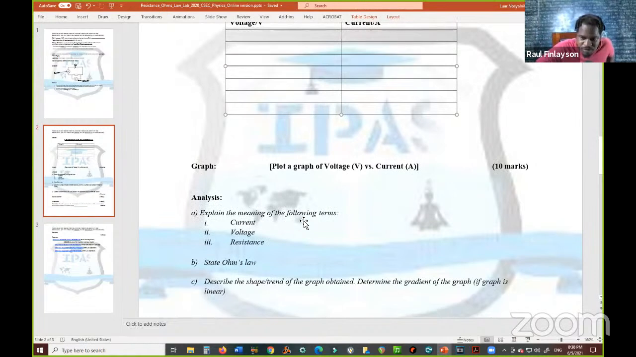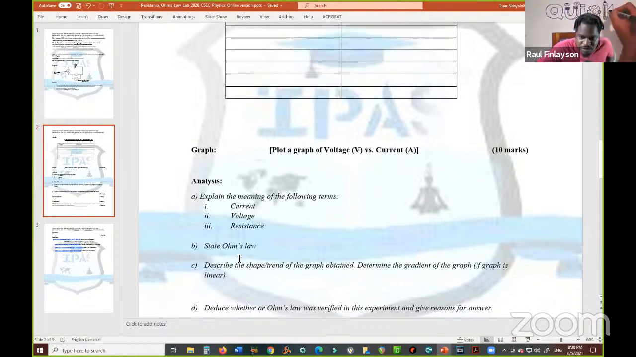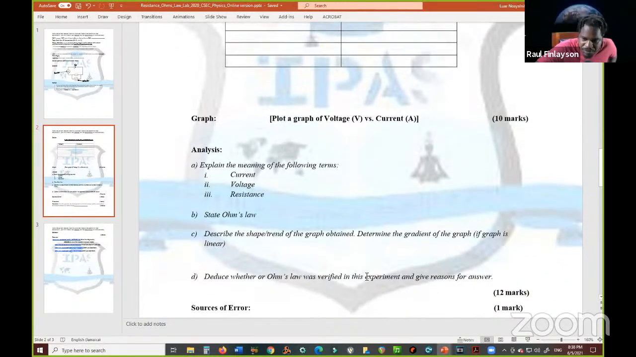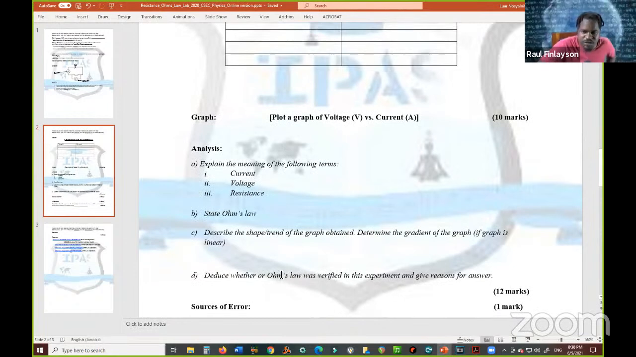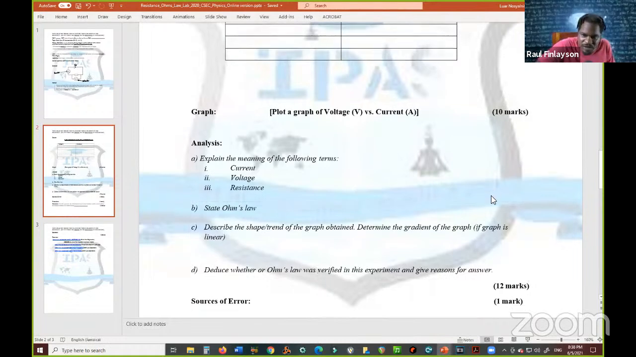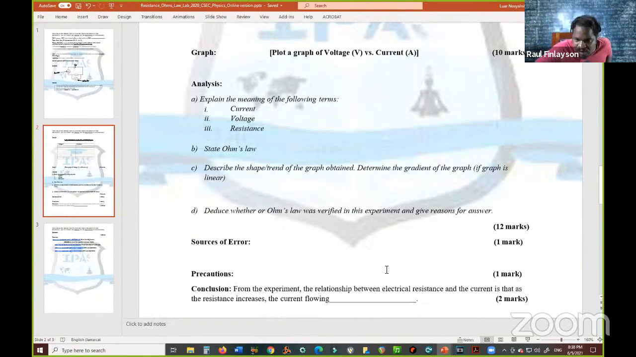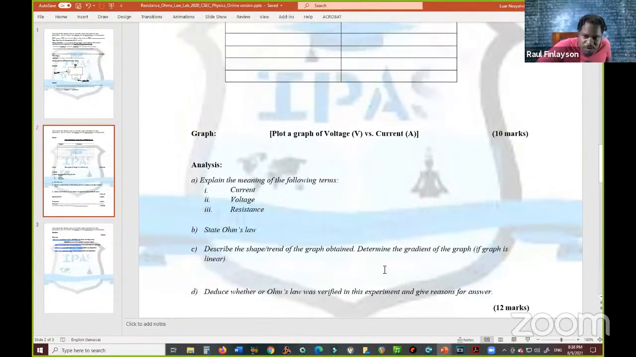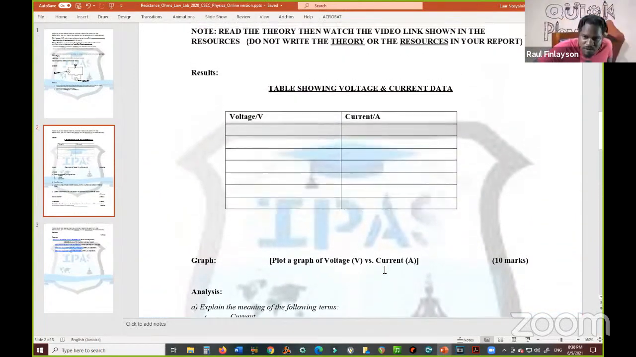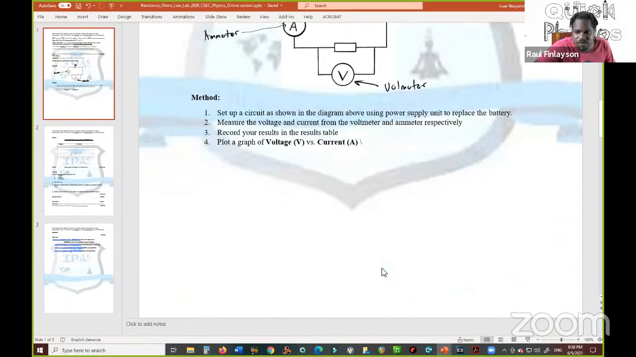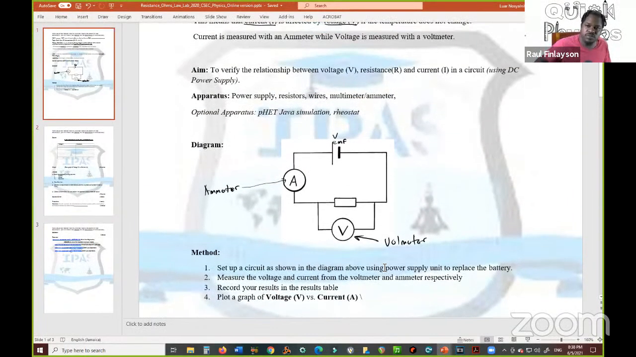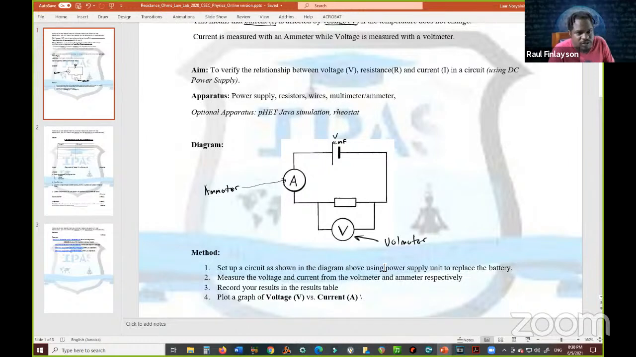Explain the meaning of the terms current, voltage, and resistance. State Ohm's law. Describe the shape and trend of the graph obtained. And of course, there's a gradient for you to find if the line is straight, and deduce whether or not Ohm's law is verified. This is something that we can talk about in the group, or you can text me if you have any questions here. Very simple. So just follow through.